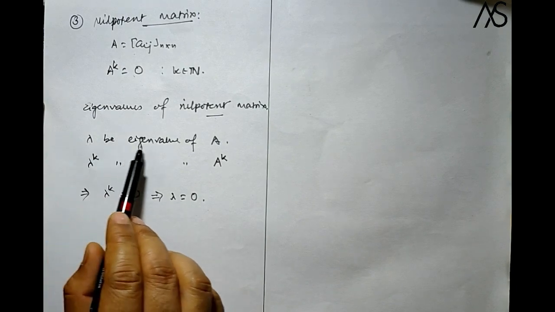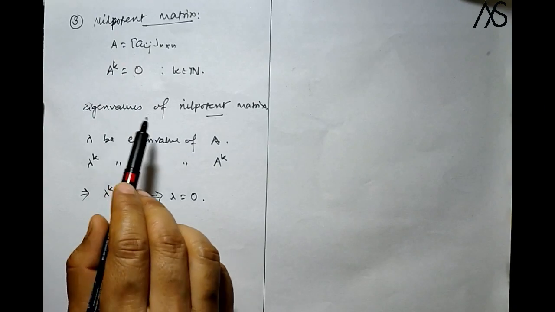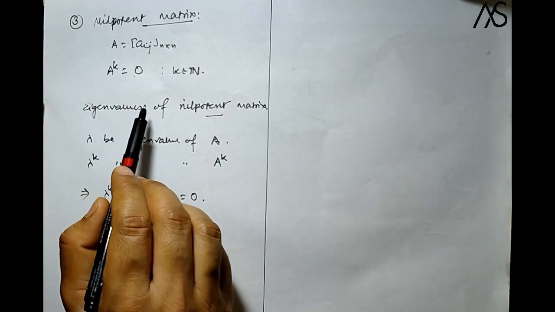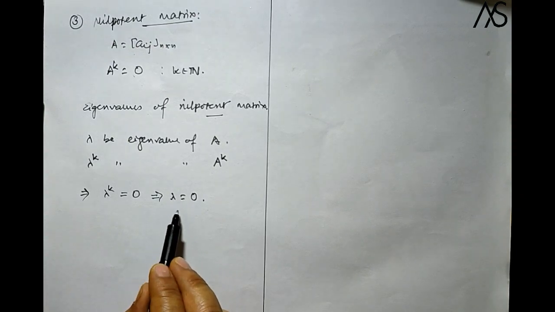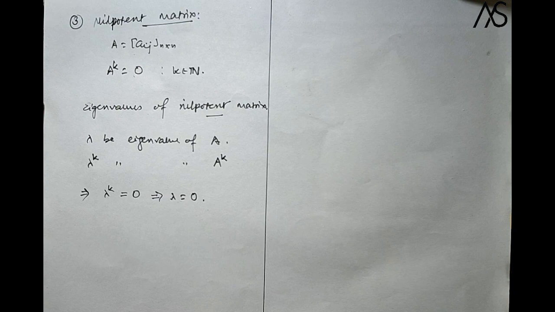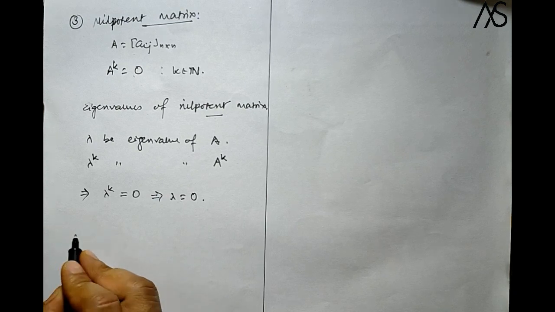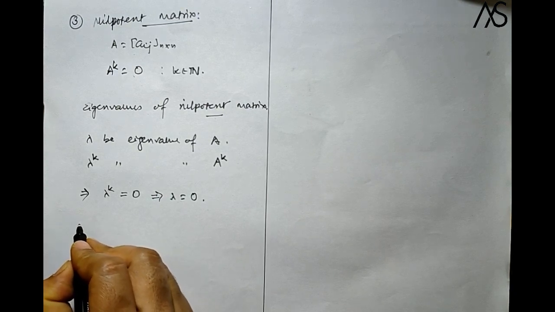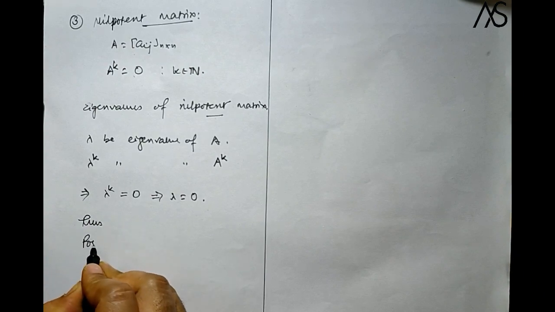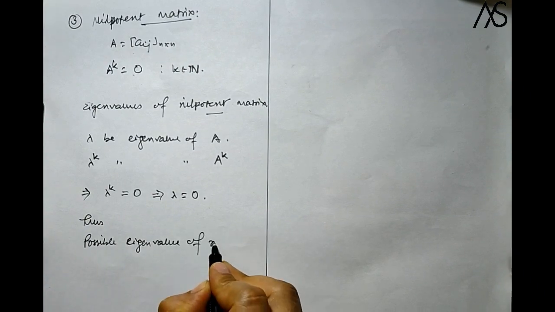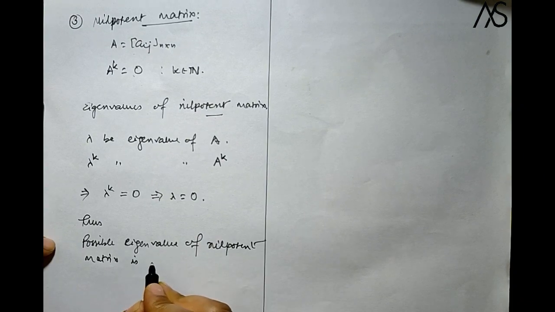If lambda is the eigenvalue of A and A satisfies this condition, it means A is a nilpotent matrix. Then we can say only 0 is the eigenvalue of a nilpotent matrix. So thus the possible eigenvalue of a nilpotent matrix is 0 only.